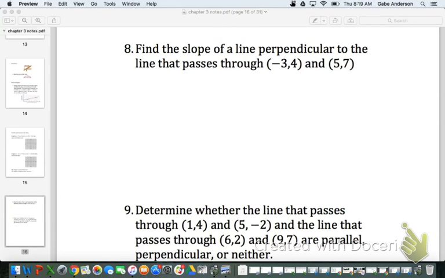Find the slope of a line that's perpendicular to the line that passes through those points. And we could graph those points if we want, but if we stop and think about it, the slopes of perpendicular lines, how are they related again? Perpendicular lines have opposite reciprocals. So if I could find the slope between those 2 points, then I could pretty easily find the slope of the line that I want, the perpendicular line.